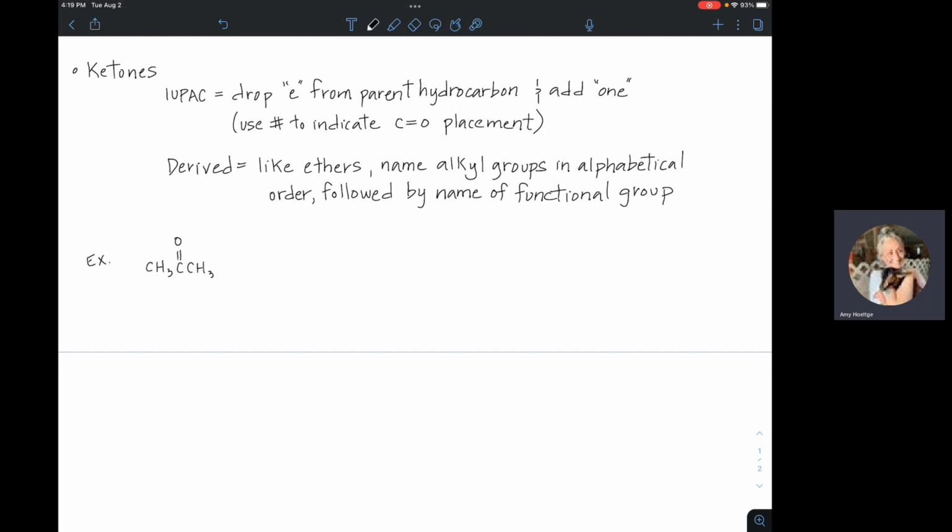But the common name for this is acetone. So there are 3 carbons. However, if you look at the methyl group on the right as just the R group that makes it a ketone, then this is sort of a derivative of acetic acid, even though it's not a carboxylic acid derivative. And it's so common, we actually just call this acetone.